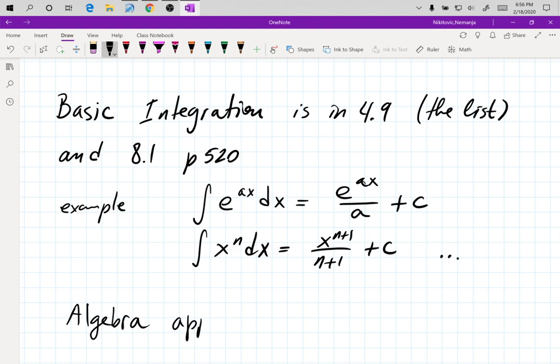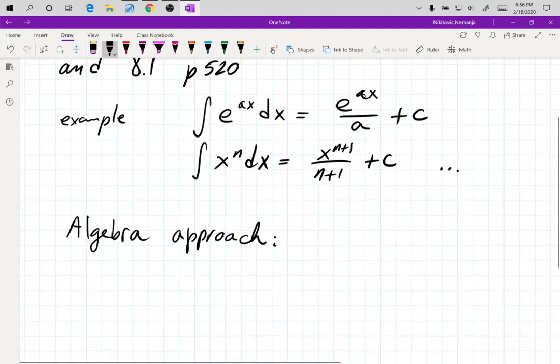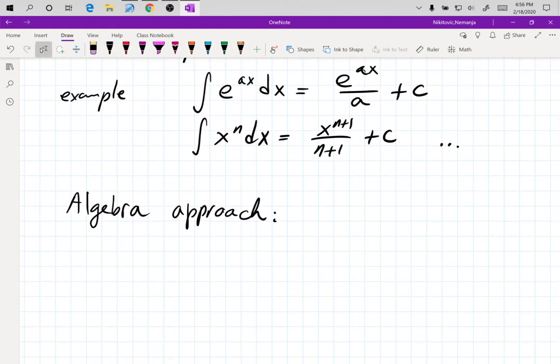Then we have the algebra approach. So some problems can be just simply massaged by algebra and changed so that you can do the problem easily. Here is an example of that. Say you have the integral of x squared plus 6 divided by 4 square root of x dx. This looks terrifying because you see the square root, right? And you say, well, I need another square root so I can use substitution. Hold on, right? Hold on.